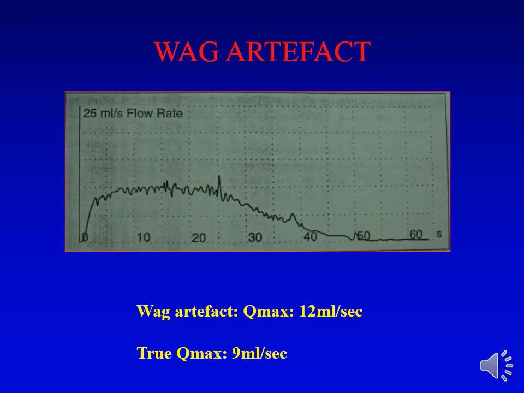This is another artifact known as a wag artifact, usually seen in males. The male passes urine and then they shake, they start moving here and there, and you can see the flow goes up and down, oscillating. So that's a wag artifact. The spikes are actually wrong. We have to take the average. That means we have to make a proper curve and take the average maximum flow rate.